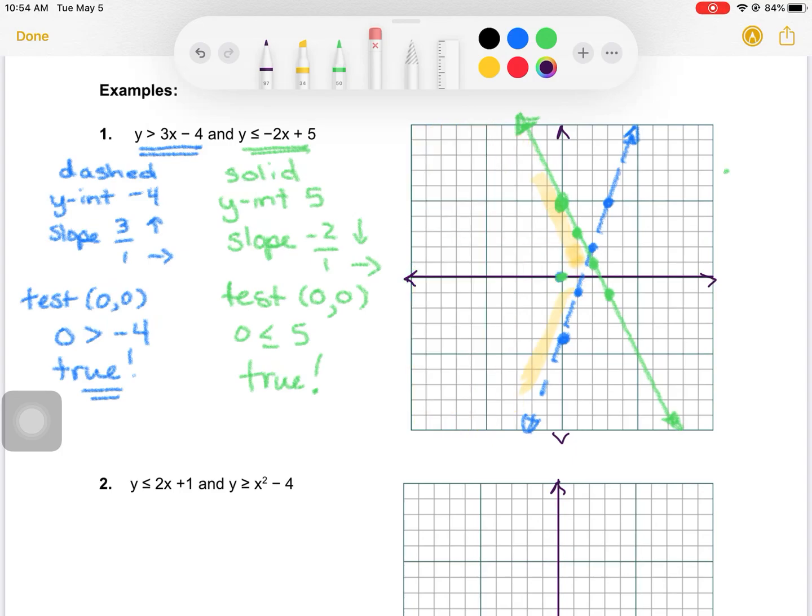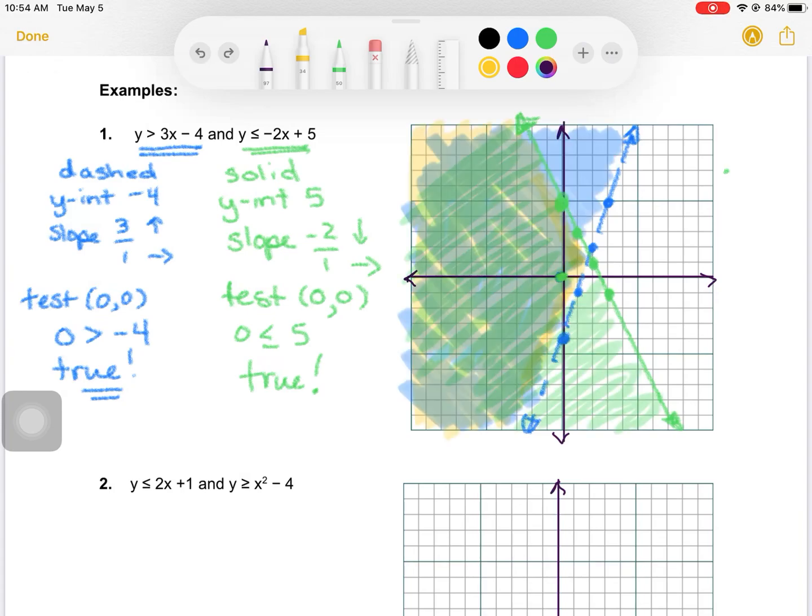And so you end up with, let's go back to where the yellow is, this region is where the overlap was. So that is our final solution set. It's the overlap of blue and green. I can go back and show you again. We had the blue and the green overlapping in that area, and then I went in and highlighted it in yellow. This region indicates our solution to the system.